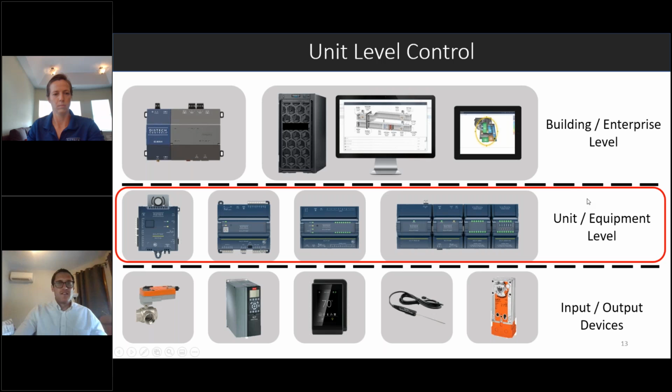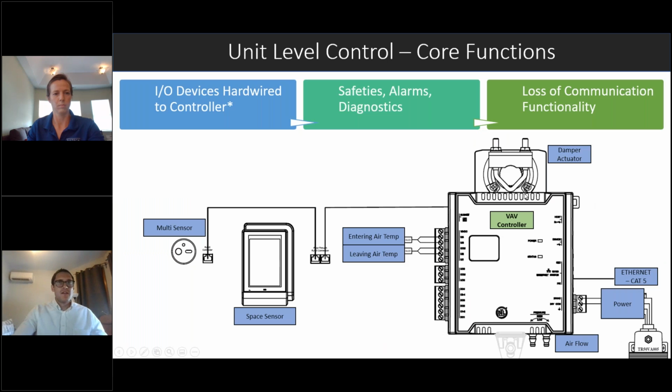So let's go ahead and move into unit level control. At the unit level, what you're really doing is taking all those input and output devices and landing them onto a controller. Every single piece of equipment, whether it's a fan coil unit, a VAV, or an air handler, is going to have a unit level controller. That's where you wire all those input and output devices: your sensors, your valves, your actuators.